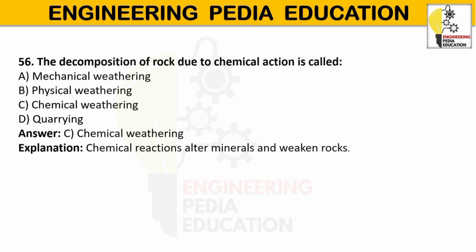Effect: it weakens rock, changes mineral composition, reduces strength and durability, and leads to the formation of soil. Examples: limestone dissolving due to carbonic acid, and rusting of iron-containing minerals. These are examples of chemical weathering.